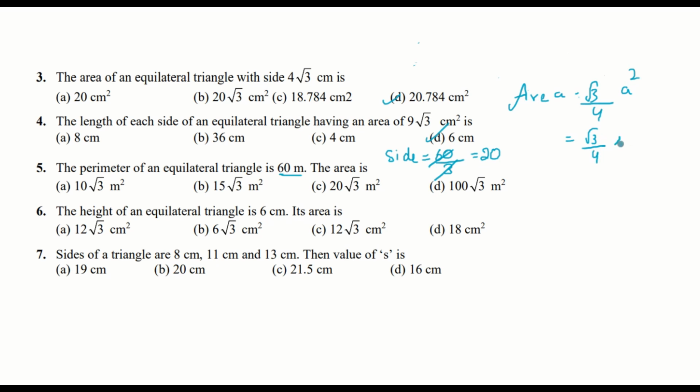So here side is 20, and let's cancel this. So then multiply 5 20s are 100. So 100 root 3 centimeter square is the area.